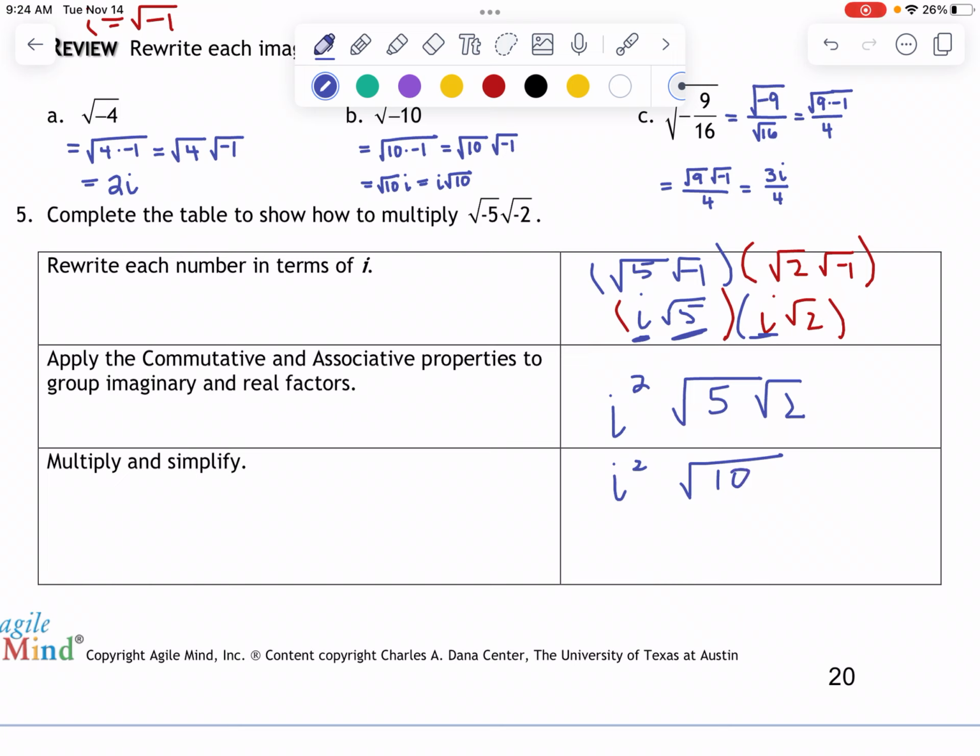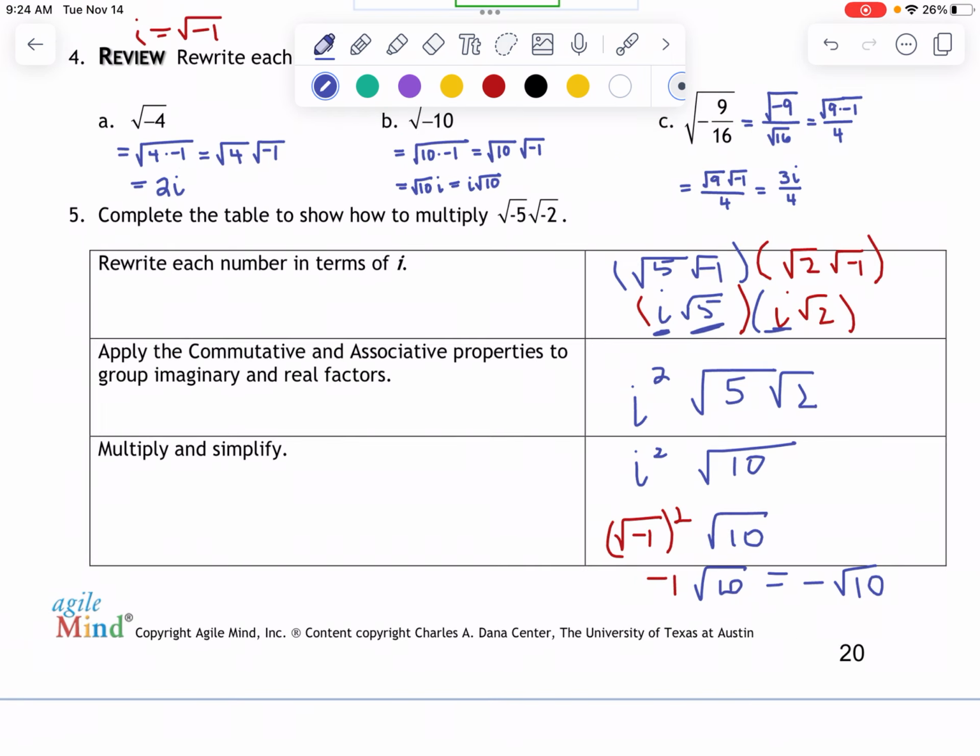All right, so recall that the square root of -1 is equal to i. So I'm taking the square root of -1 and I'm squaring it, and this is still times the square root of 10. Well, the square root of -1 squared is going to turn into a -1. And I got my -1 times the square root of 10, which gives me a negative root 10. Okay, so we have two big takeaways so far. We know that i is equal to the square root of -1, and i squared is going to be equal to -1.